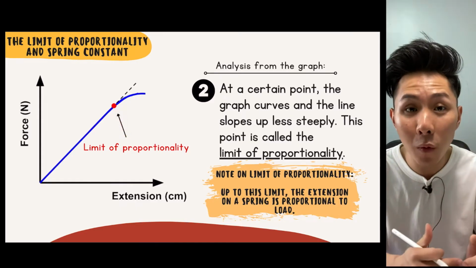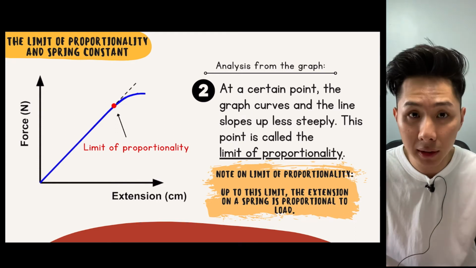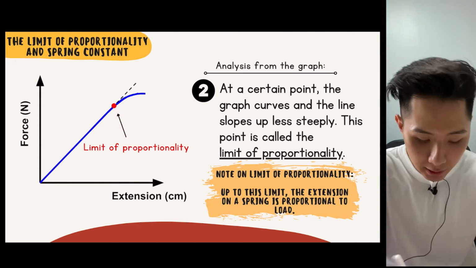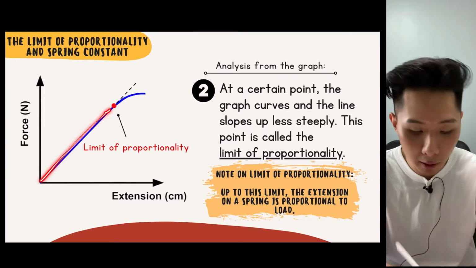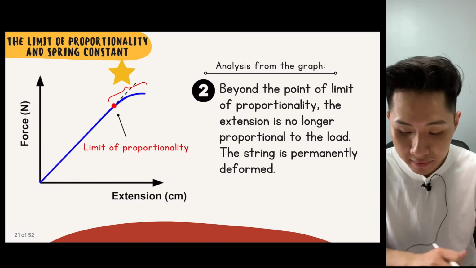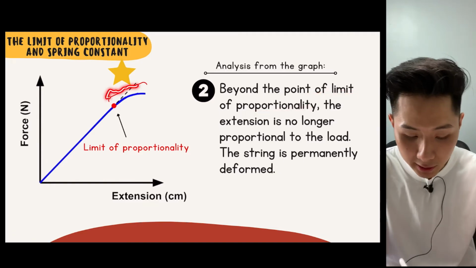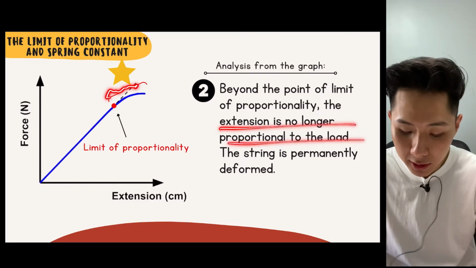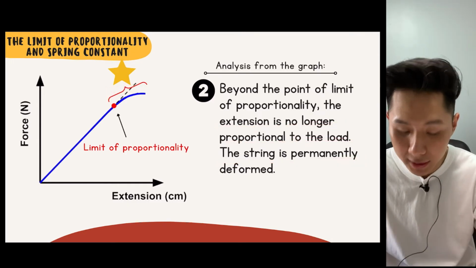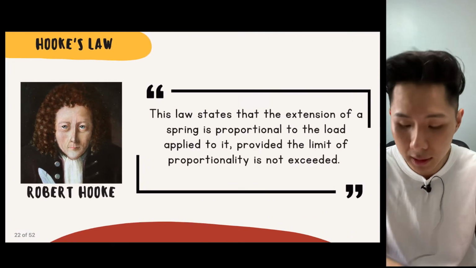We call it the point at which the spring starts to get permanently deformed, right? The limit of proportionality. So up until this point, the graph is still linear, but after that, it is no longer linear. And beyond the limit of proportionality, this part of the graph here, the extension is no longer proportional. The spring is permanently deformed. We can't make it return to its original shape.